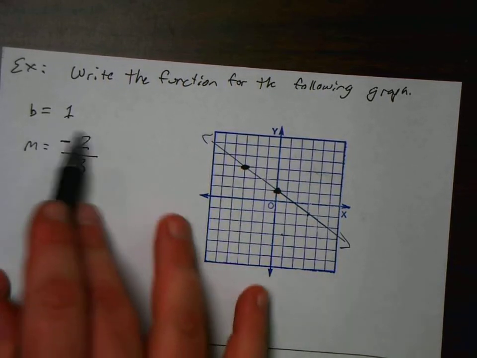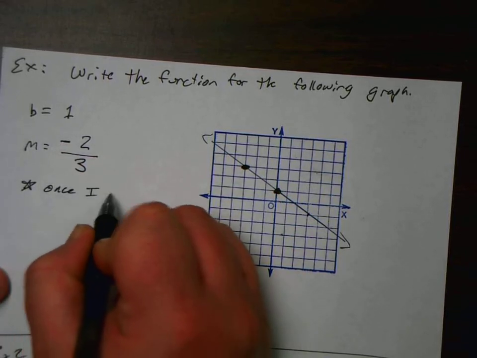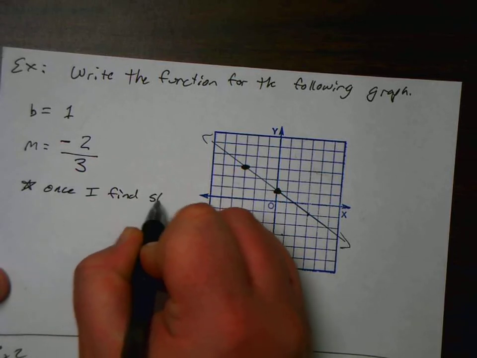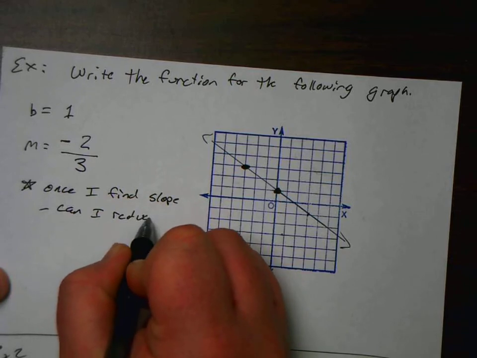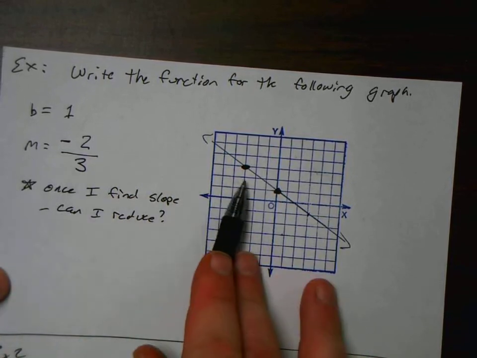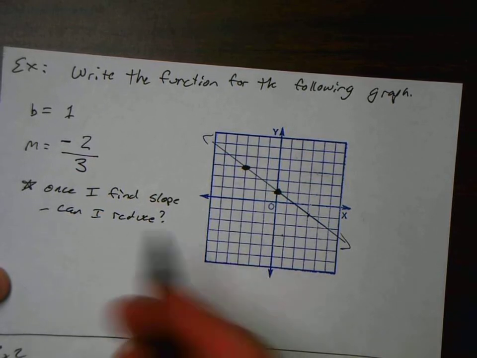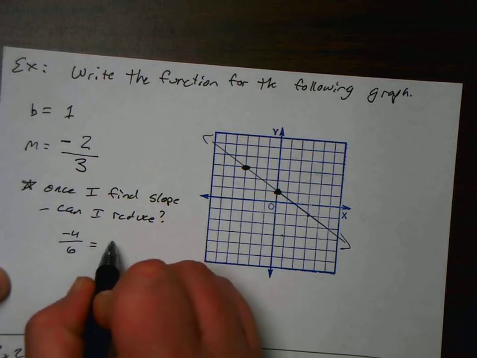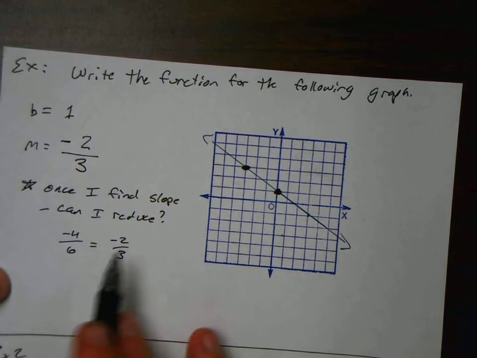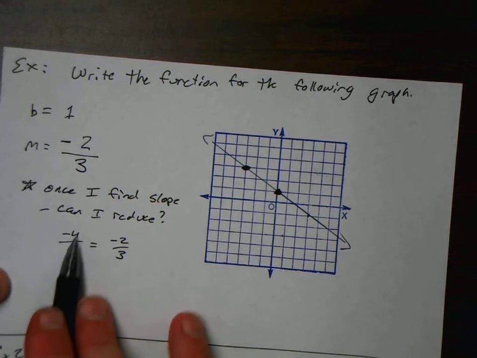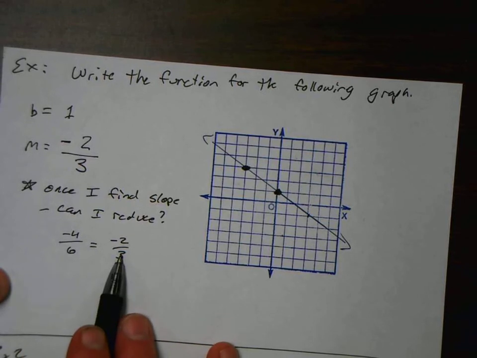Once I've found my slope, I need to ask myself, can I reduce? So if I had counted from here to here, it would have been down 4, and to the right 6. Right? And we know that negative 4 over 6 turns into negative 2 over 3. So can I reduce would be the big question. If you have two even numbers, at least divide them by 2.